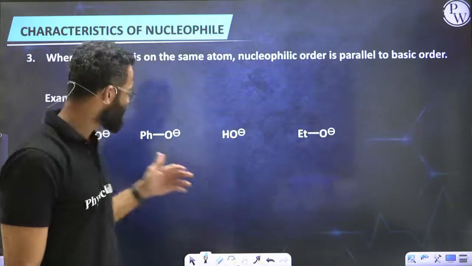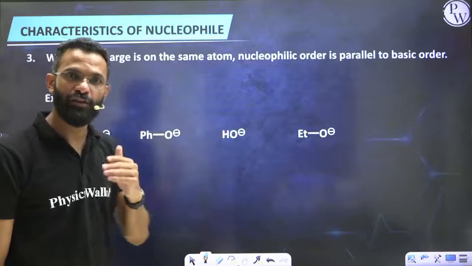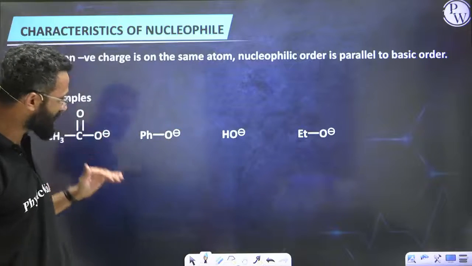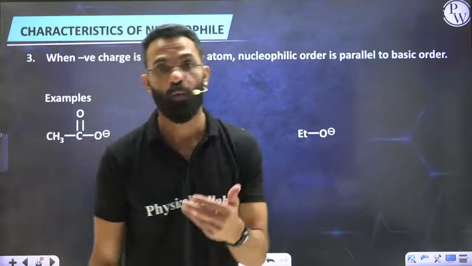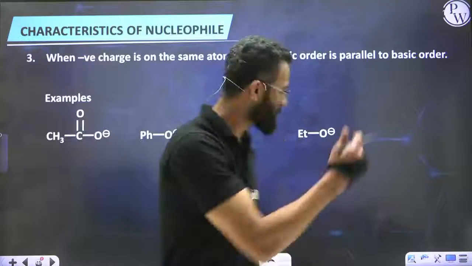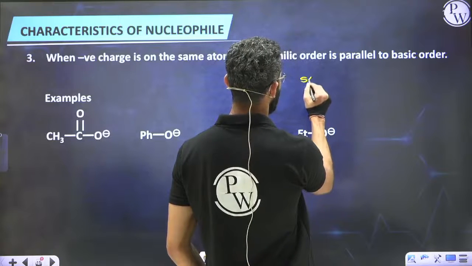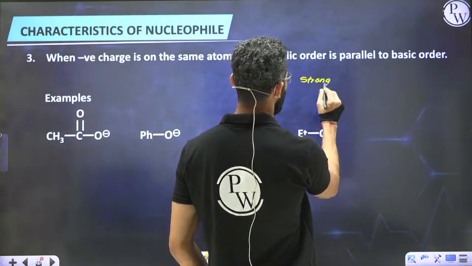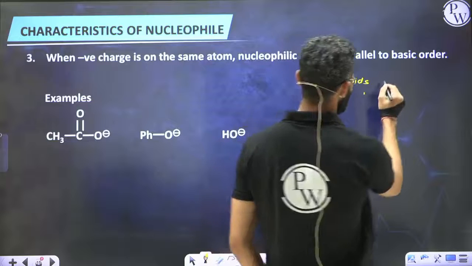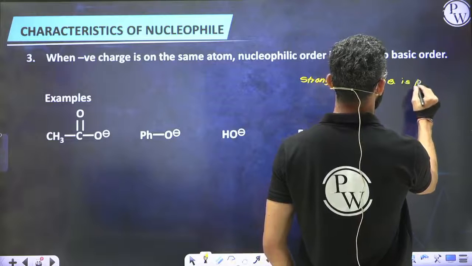Now what they've given are conjugate bases. To check the order of the conjugate bases, I'll have to check the order of their acidic nature, meaning I'll have to convert all of them into their conjugate acids and check their order of acidic strength. Why? Because I know the fact that a stronger acid has a poor conjugate base. I'll just write it down for you: stronger acid, conjugate base is poor.